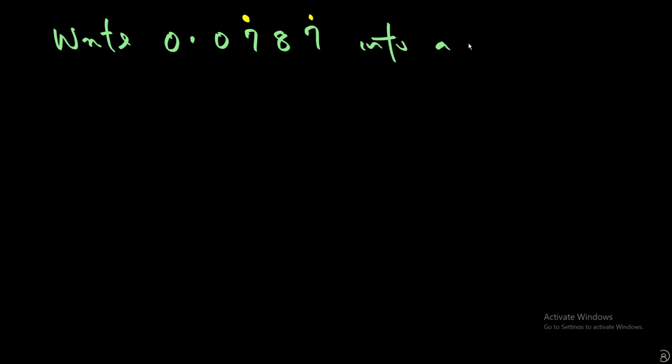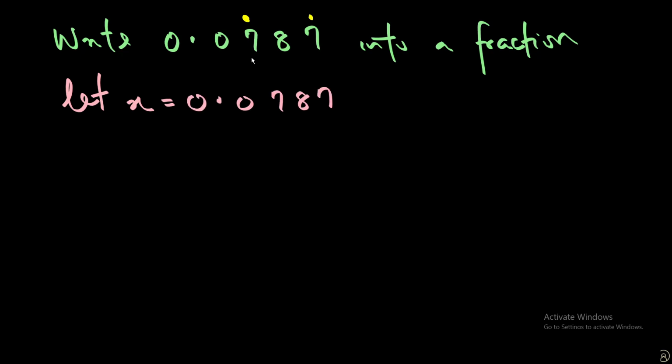Okay, we take one more example, or two more examples. We're going to write 0.0787 with the recurring digits 787 into a fraction. Again, the first thing we need to do is write that down in full. So let x equal 0.0787, remember these are the digits recurring, 787, 787, and it goes on and on.